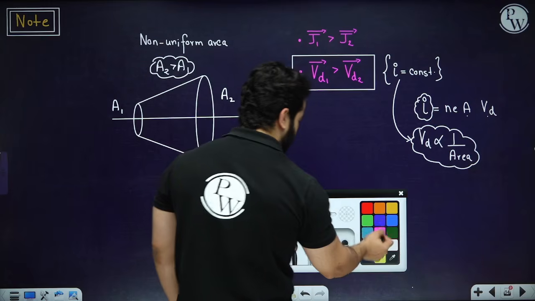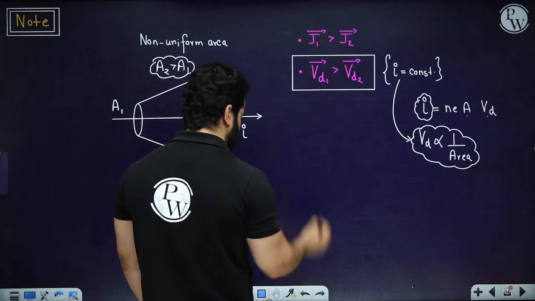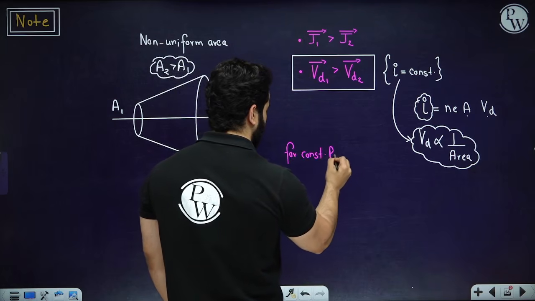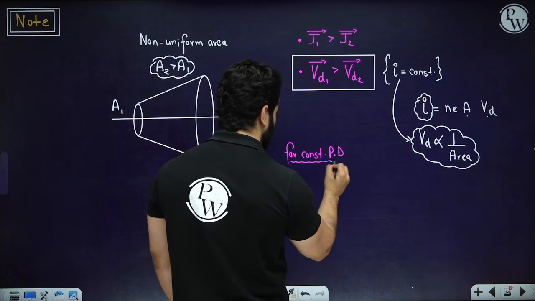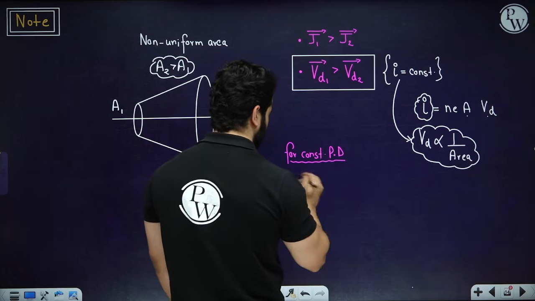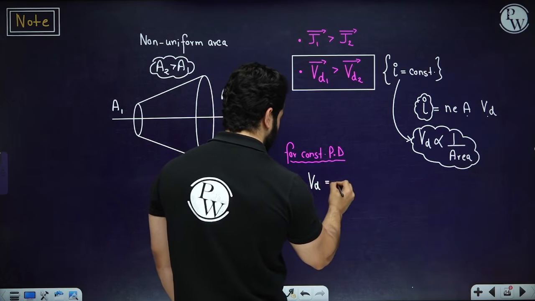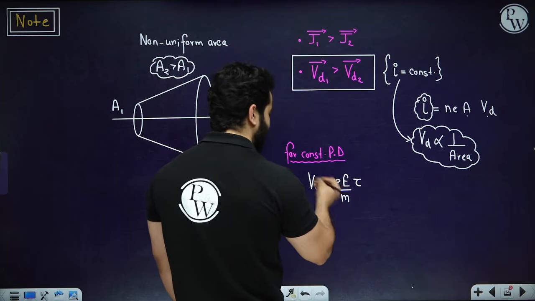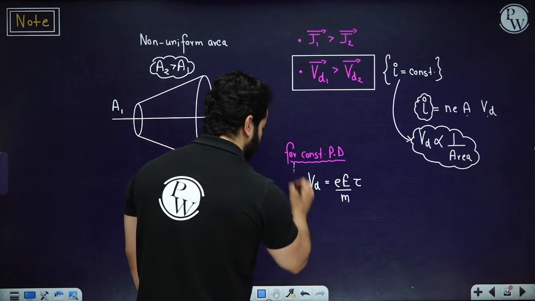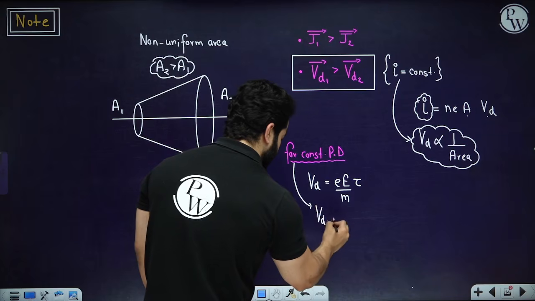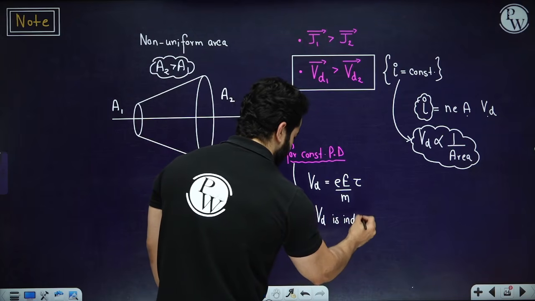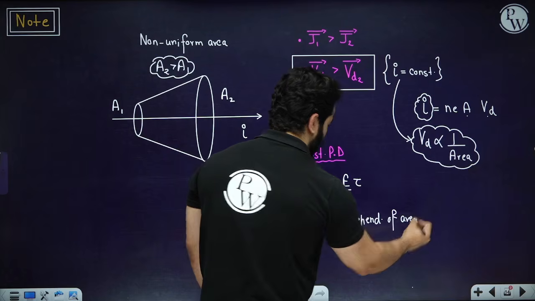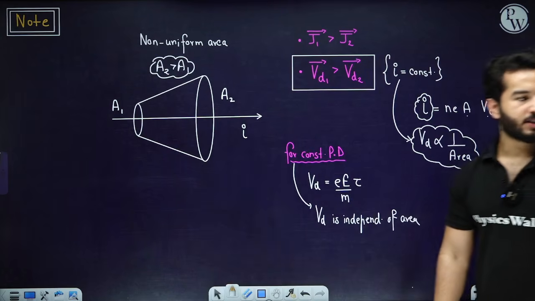If someone is talking about constant potential difference, please use vD equals E tau by m. That means it is independent of area, right? So in this particular case, vD is independent of area, as you can see. Hopefully everything is clear till this point.